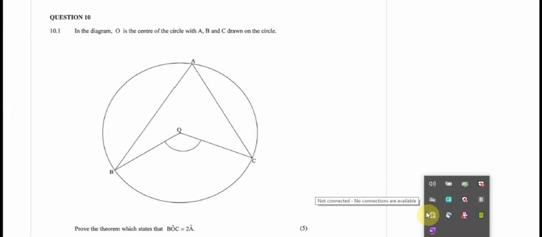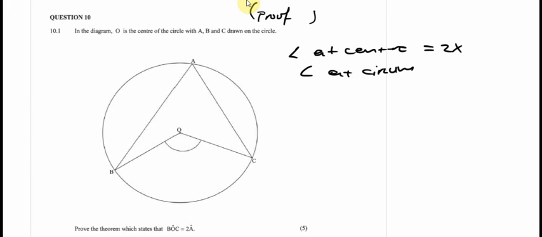Okay, now continuing with the proofs. So here we're just going to be proving, okay, it's just a proof. We're just going to be proving that an angle at center is twice, two times the angle at circumference. So it's just a proof like over here.